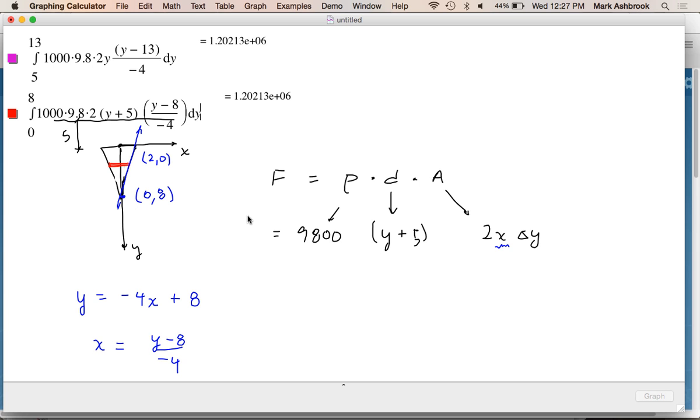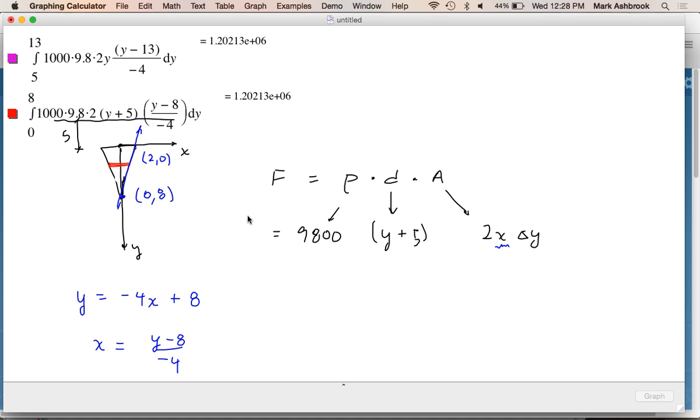See what happened? So the depth changed to y plus 5 because our y equals 0 is here. So our depth is always from the surface. This reflects the new equation of the line according to our new coordinate system. But pressure is the same. Total force on the plate is the same. Any questions?